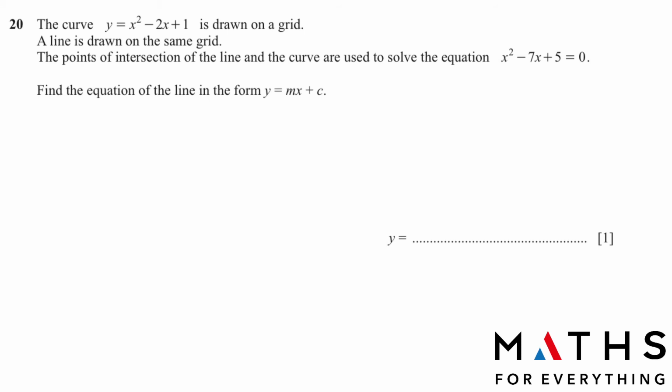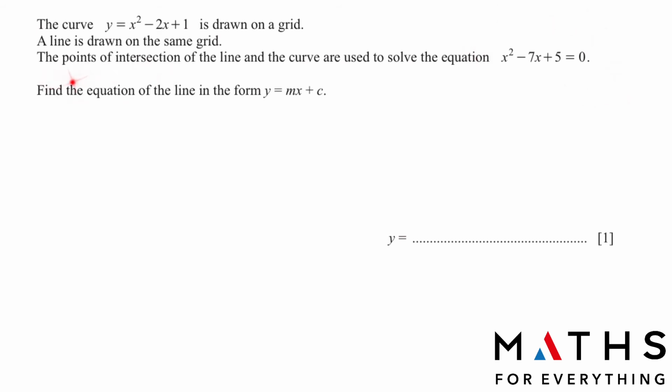Question number 20. The curve y is equal to x squared minus 2x plus 1 is drawn on a grid. A line is drawn on the same grid. The points of intersection of the line and the curve are used to solve the equation x squared minus 7x plus 5 is equal to 0. Find the equation of the line in the form y is equal to mx plus c. This is our original equation of the curve, and the point of intersection of the line and the curve is used to solve this equation.